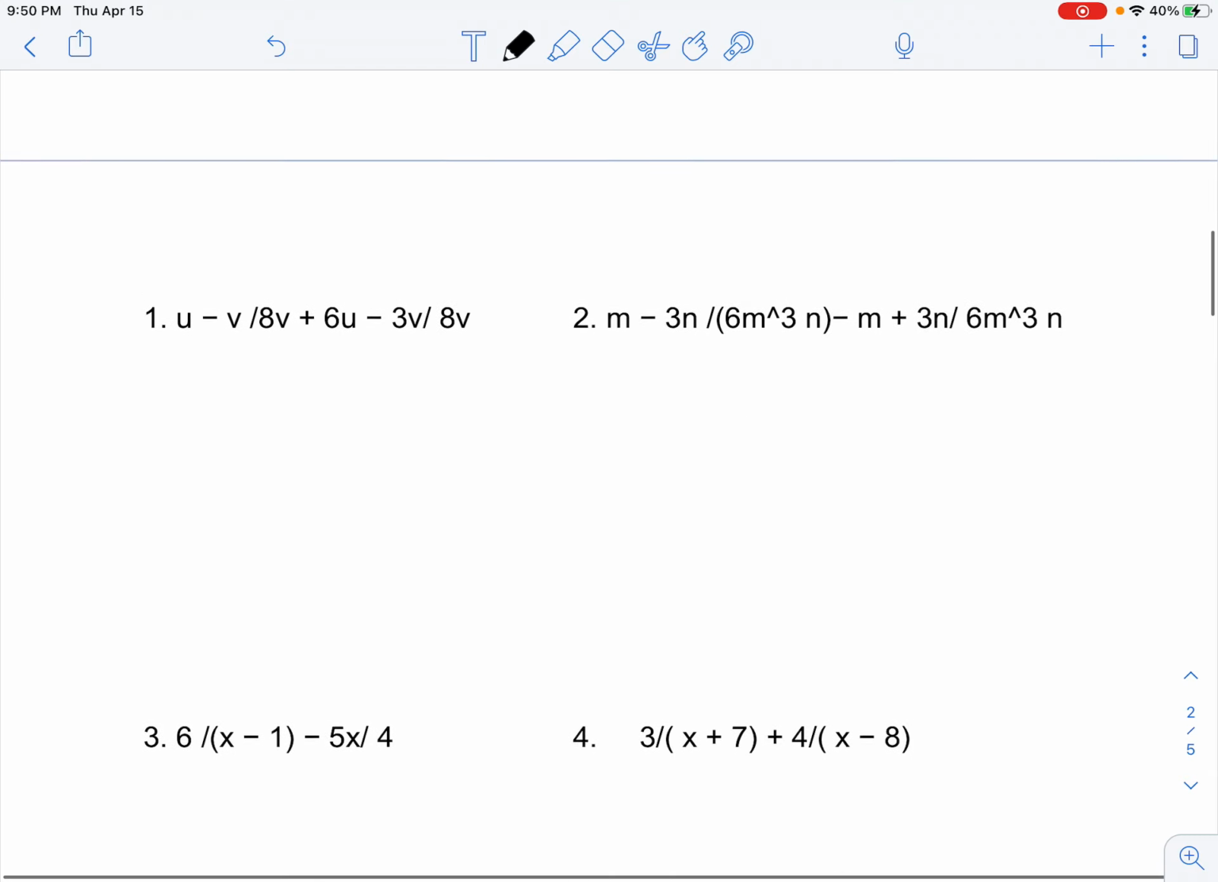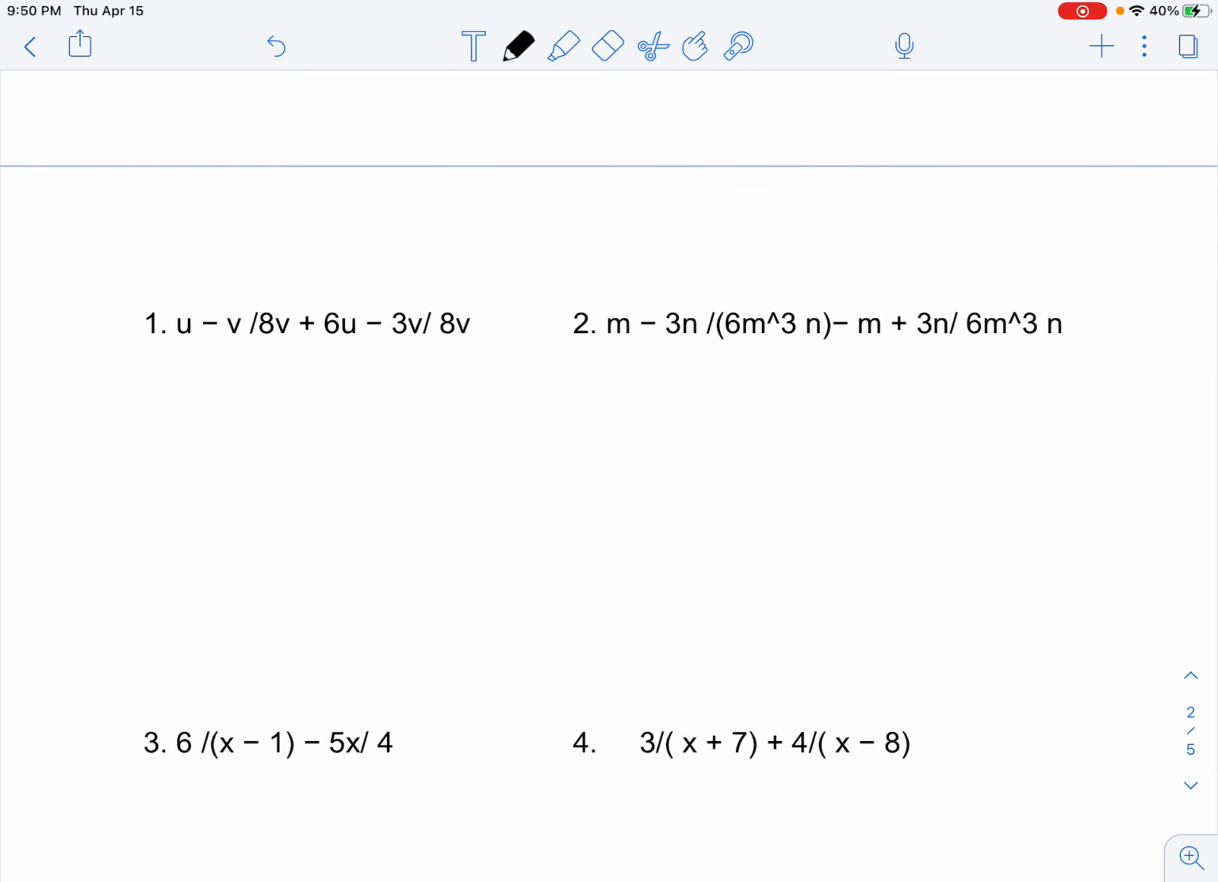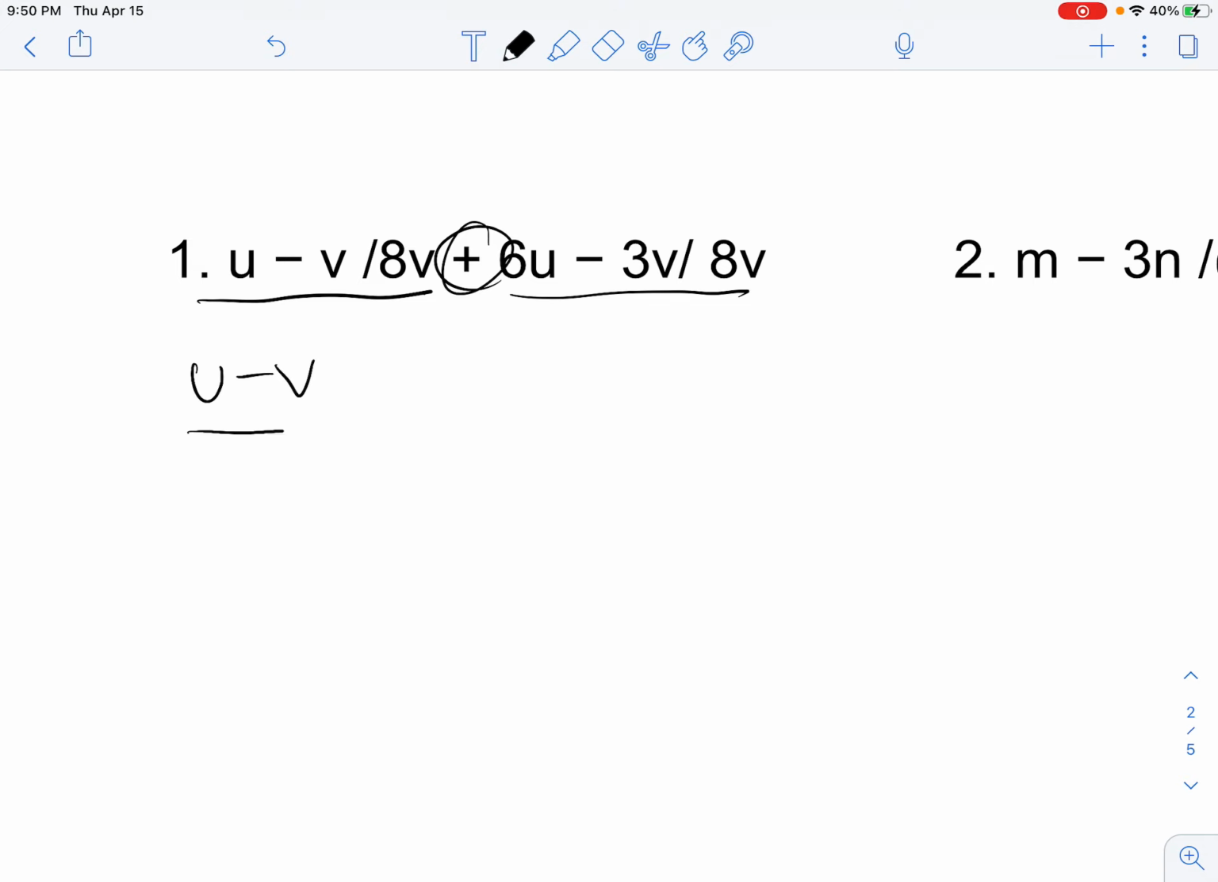Now, we're adding and subtracting rational expressions. So basically what that means is we're trying to subtract this. In this case, we're trying to add them together. So u minus v over 8v plus 6u minus 3v over 8v. Whenever we're trying to add rational expressions, you have to make sure to remember that the denominators have to be the same.